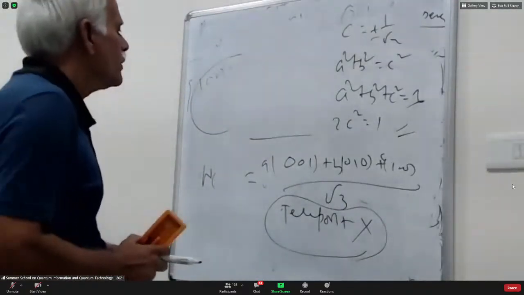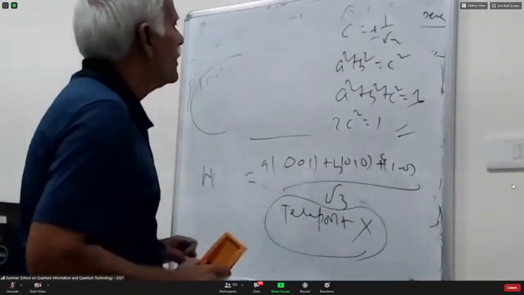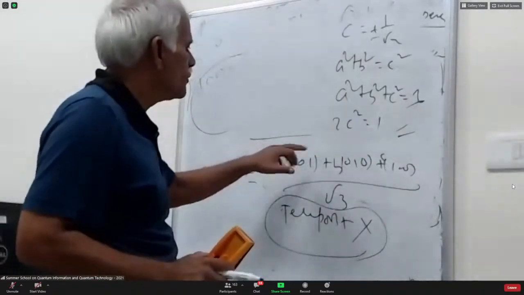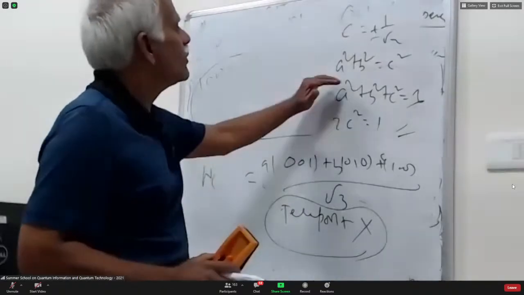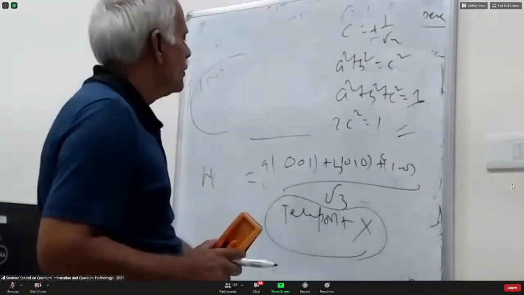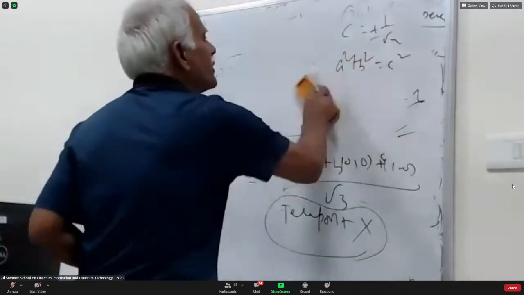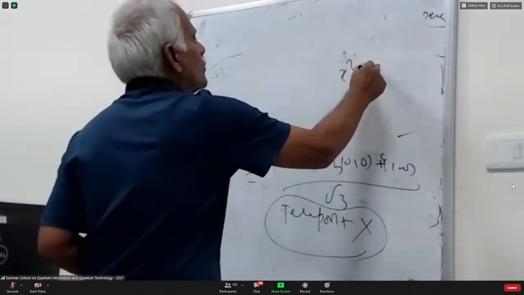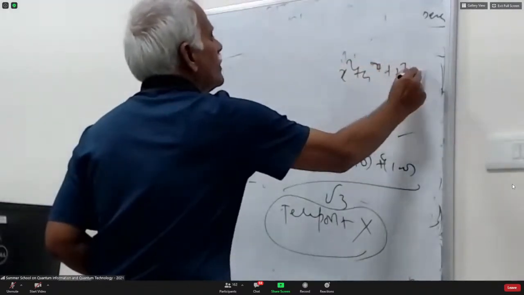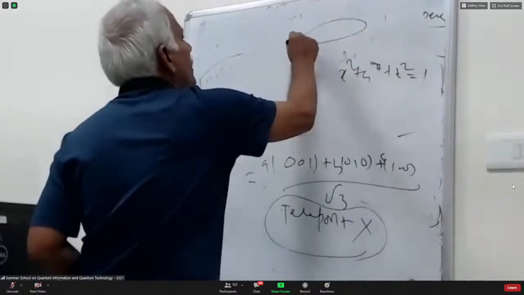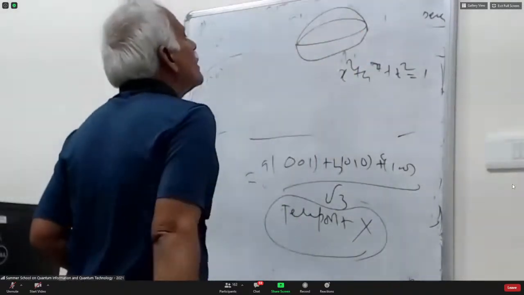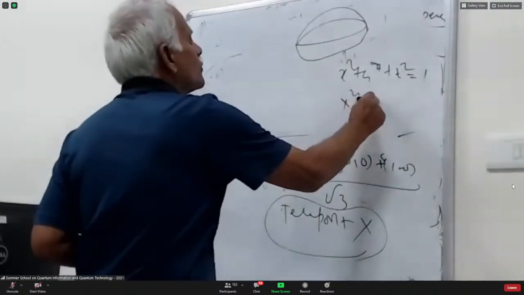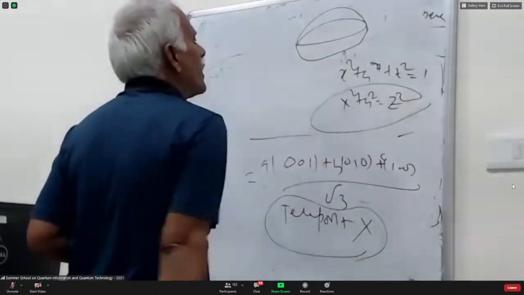So they found out that if A, B, C are asymmetric, with a root 2 kind of factor, 1 by root 2 here or root 2 here, it doesn't matter as long as it is normalized. If this condition is satisfied, then you can teleport. Geometrically, x square plus y square plus z square equal to 1, what does it describe? It describes a sphere. So x, y, z, with an additional condition: x square plus y square has to equal z square. Then only the equation will hold.